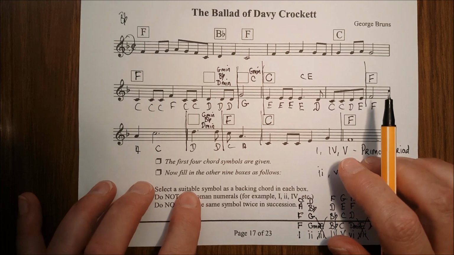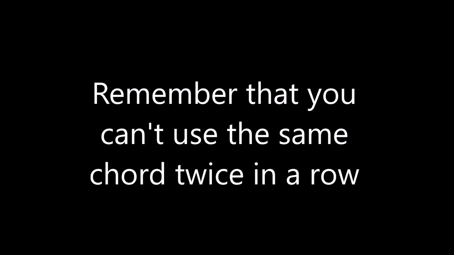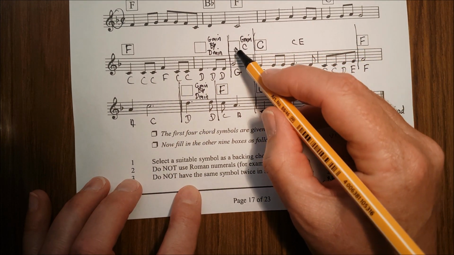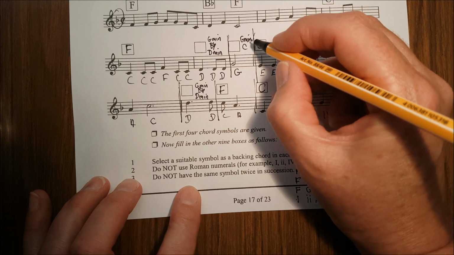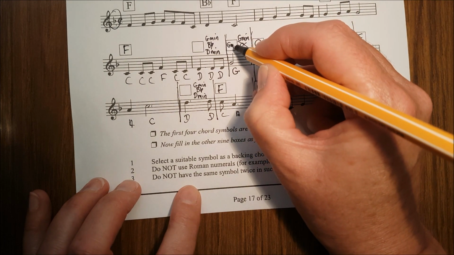Let's go back now and look at the boxes that we didn't fill in. Now, we're not allowed to have the same symbol twice in succession. So we can't use C here because we have it here. So we can get rid of that. That means we have to use the G minor in here.